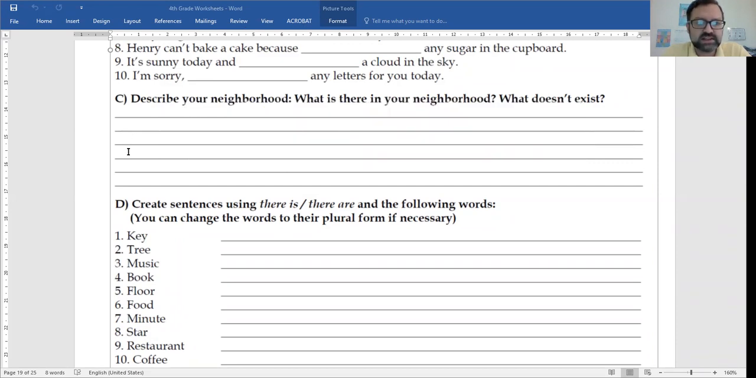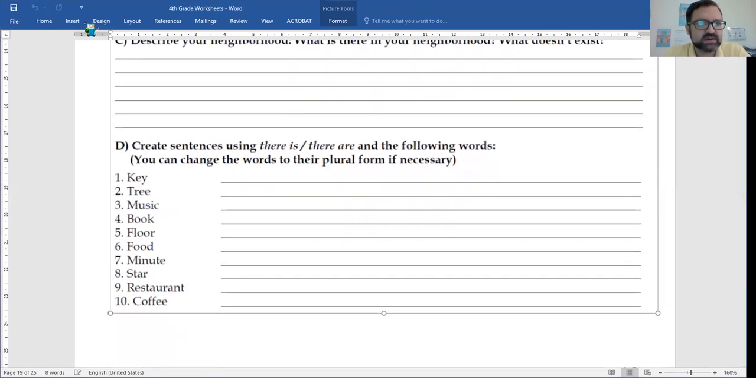Part D says, create sentences using there is and there are in the following words. And it says, you can change words to their plural form if necessary. Meaning, we can add an S. However, some of these are uncountable nouns, okay? So keys, we can add an S. Trees, we can count trees. Musics does not make sense, okay? Music is an uncountable noun. Make sure you know what to do with it. Books, we can count books. That's fine. Floors, we can count floors.